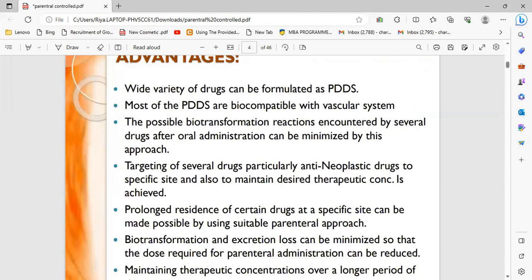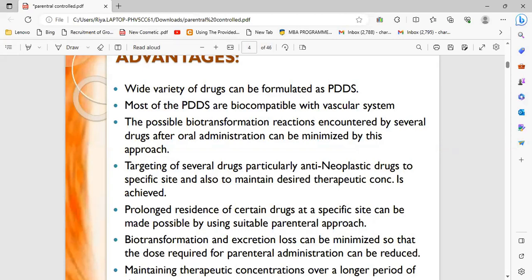So here are the advantages. You can see we have a wide variety of advantages for the parenteral drug delivery systems. A wide variety of drugs can be formulated as parenteral drug delivery systems. Most of the parenteral drug delivery systems are biocompatible with the vascular system, because whatever you are producing, such as liposomes, niosomes, nanoparticles, which are actually polymers that are indigenous in nature, they will easily be biocompatible with our indigenous cells. So most probably they are biocompatible with the vascular systems.